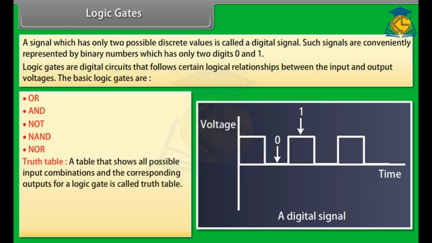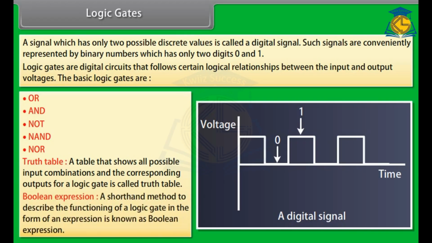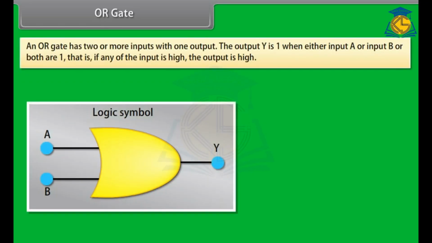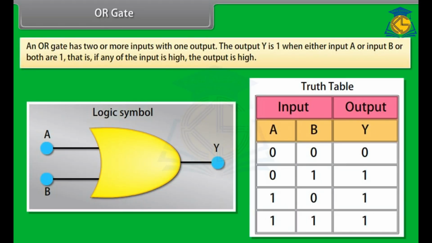Truth table. A table that shows all possible input combinations and the corresponding outputs for a logic gate is called a truth table. Boolean expression. A shorthand method to describe the functioning of a logic gate in the form of an expression is known as Boolean expression. OR gate. An OR gate has two or more inputs with one output. The output Y is 1 when either input A or input B or both are 1.